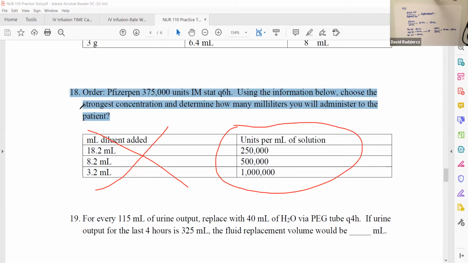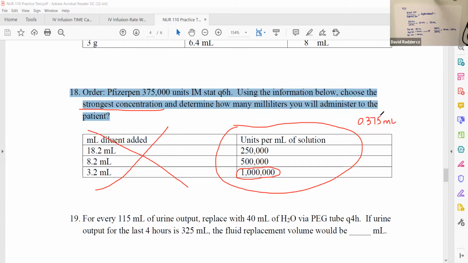And then when it says to choose the strongest concentration, we look at our units per milliliter. 250,000, 500,000, 1 million units is the strongest concentration. So that's 1 million units per milliliter. So when you solve this, all you're going to do is take that 375,000 divided by 1 million, and that's how you solve this problem. So the trick with these is just knowing to eliminate the milliliters diluent added. And then once you do that, you should be able to set that up. Now, when you do this question, you're going to get 0.375 milliliters as how much you're going to administer.